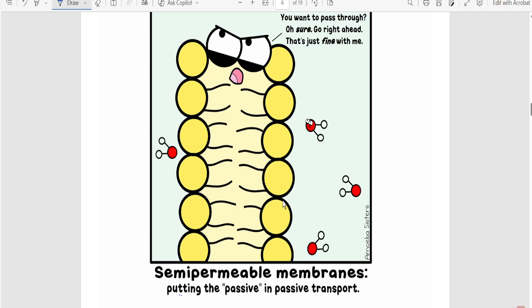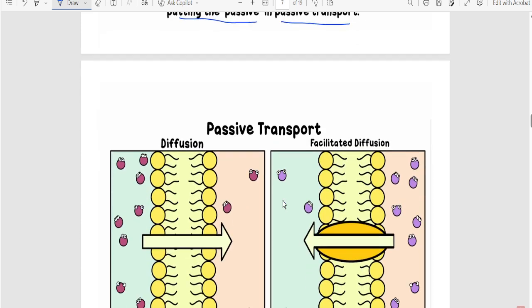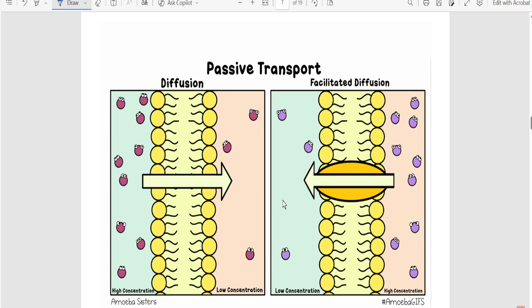Semi-permeable membrane in passive transport: if this is the cell membrane and this molecule wants to pass, it will only pass if the cell membrane allows it or gives permission. So there are two types of passive transport. Passive means no energy required.